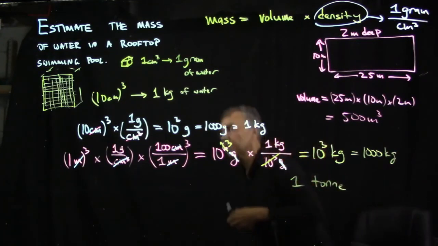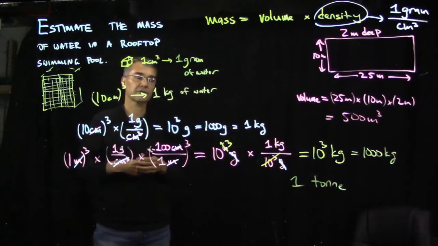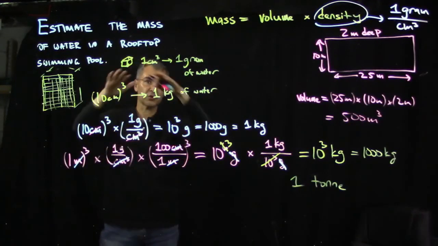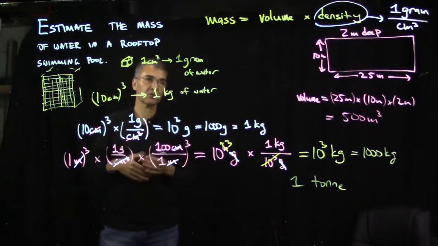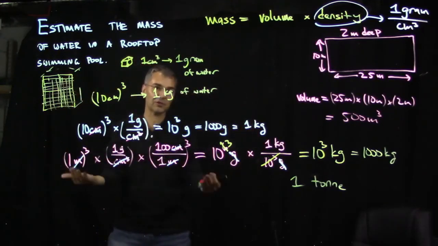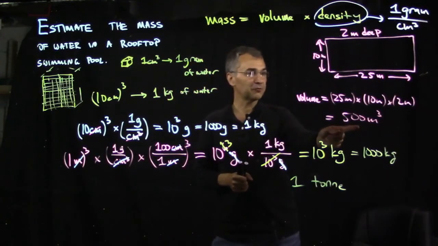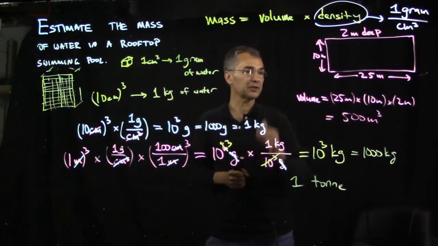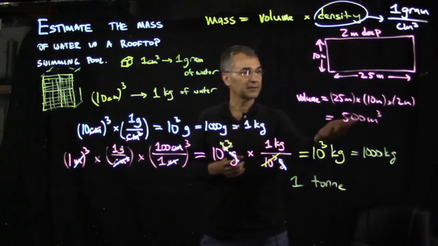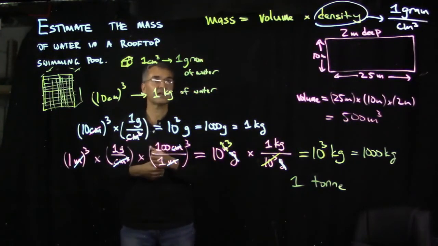So the mass of a cube of water, which is 1 meter on each side, is 1 metric ton. Maybe that's not surprising. I mean, if you took that much water, it would weigh a ton, right? So it seems like if we have 500 cubic meters of water here, we think we're heading for an answer of 500 tons. But let's be more careful.